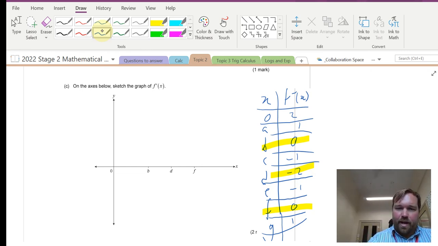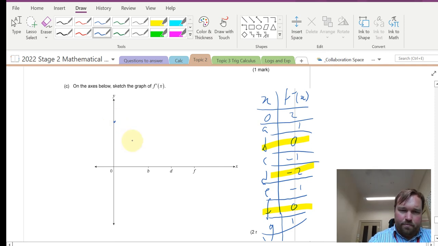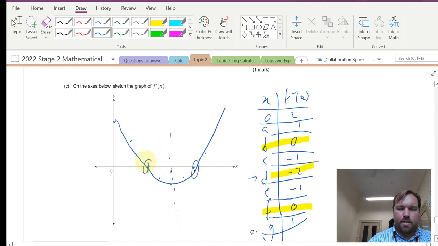Alright, so here at 0, we're at 2. A, we're 1. B, we're 0. C, we're minus 1. D, we're minus 2. E, we're minus 1. F, we're 0. G, we're 1. Alright. You want to clearly line up that D is the minimum, and you want these guys to be the intercepts, because they line up with the maxes, and that goes on.